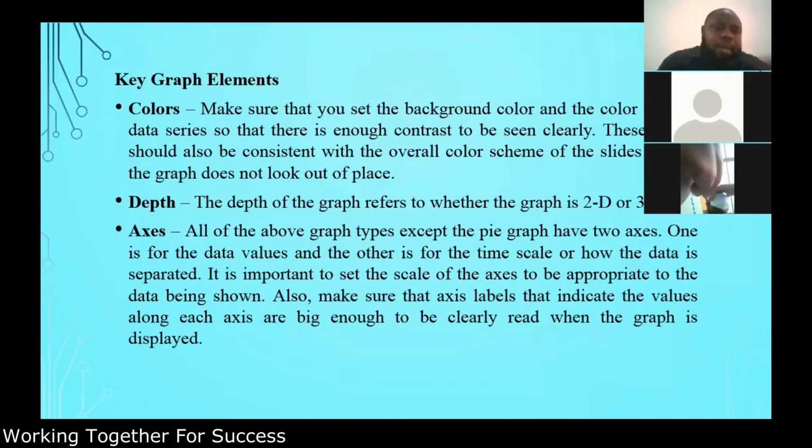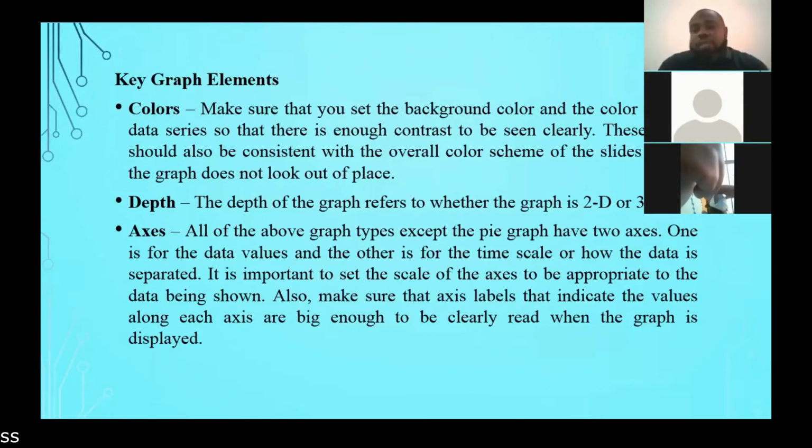Also, I mentioned the depth. By depth of the graph, I refer to whether it is in 2D or 3D. Whether your graph is in 2D or 3D is a key component you always have to keep in mind.